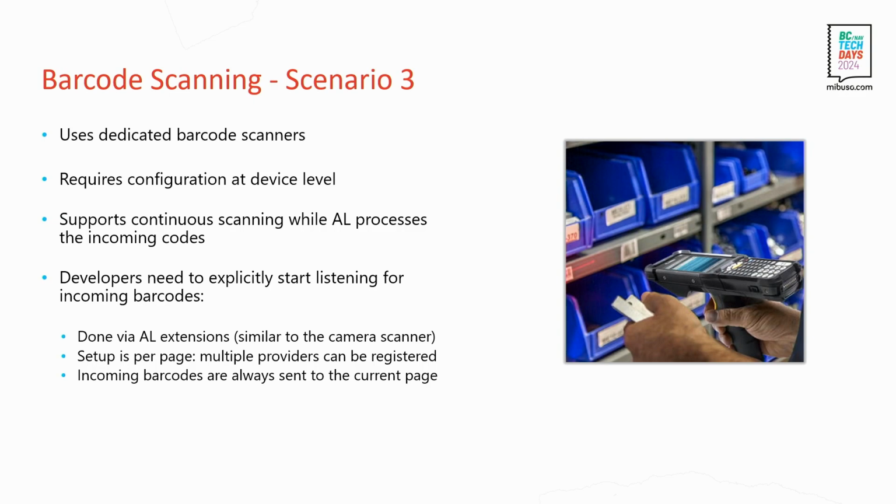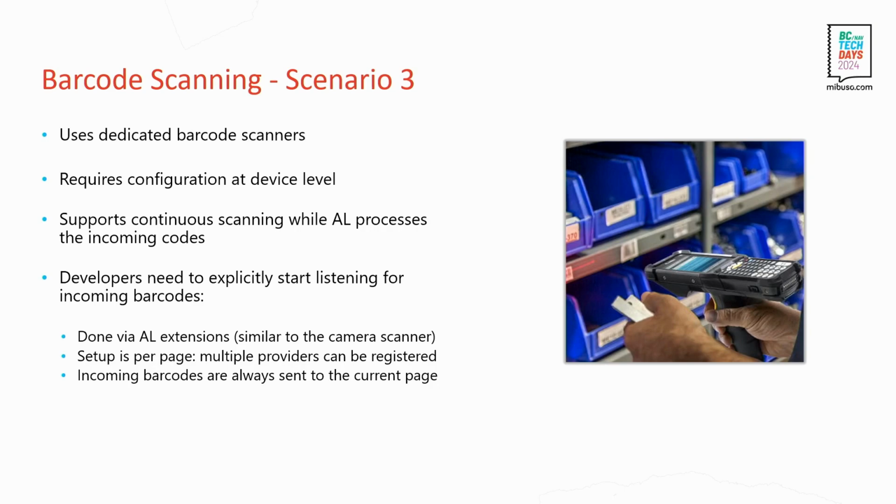And now let's talk about scenario number 3. This is different from what we've seen before. This is an integration with dedicated barcode scanners, and actually it hasn't really been showcased last year at BC TechDays, but we're showcasing it now. It requires configuration at the device level, since these are, well, third-party devices. It supports continuous scanning while AL processes the incoming codes.